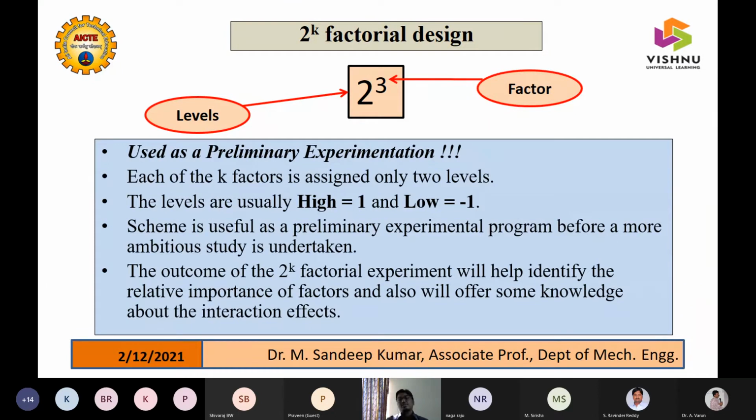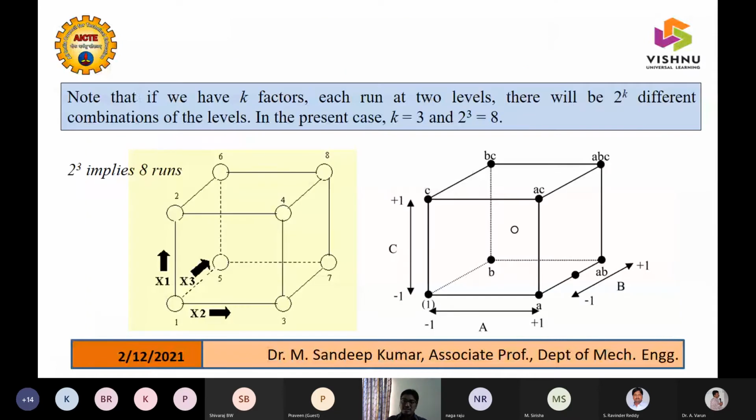Okay, so the outcome of 2 to the power of k factorial experiments will help identify the relative importance of factors, and also will offer some knowledge about the interaction effects. Some knowledge, yes, it may not be full knowledge because it is not a full factorial design. It's just a basic factorial design. Generally, when we apply 2 to the power of k, we take x1 on this axis, x2 on this, and x3 on this, and in the directions we have high and low, and we form a workspace in which we are experimenting.